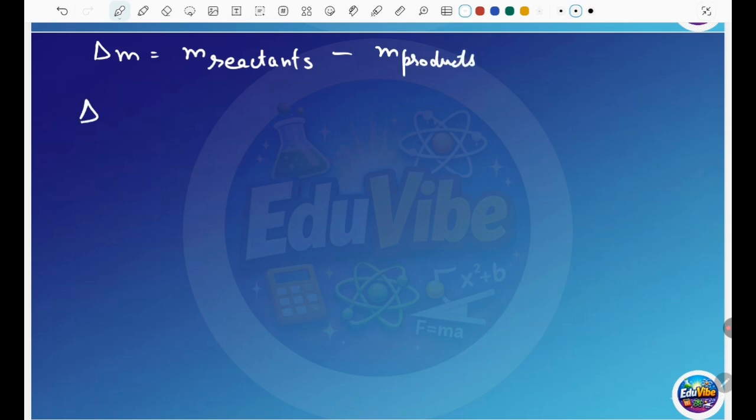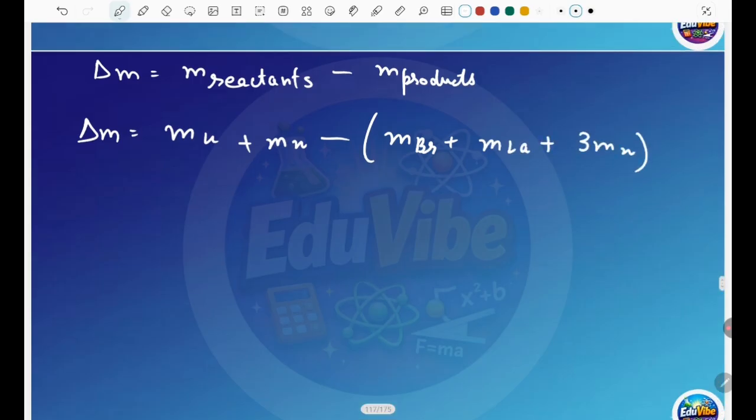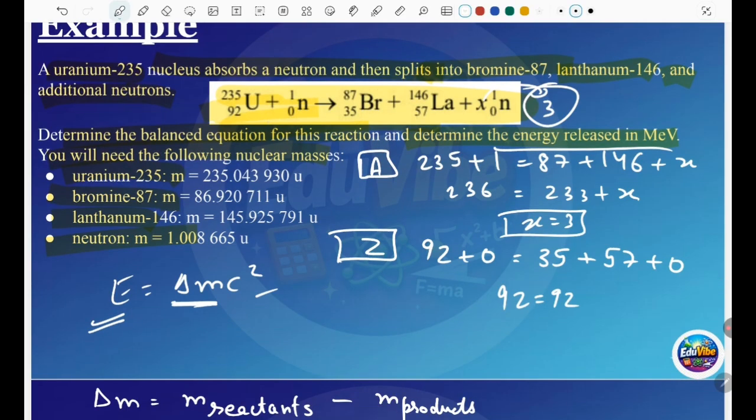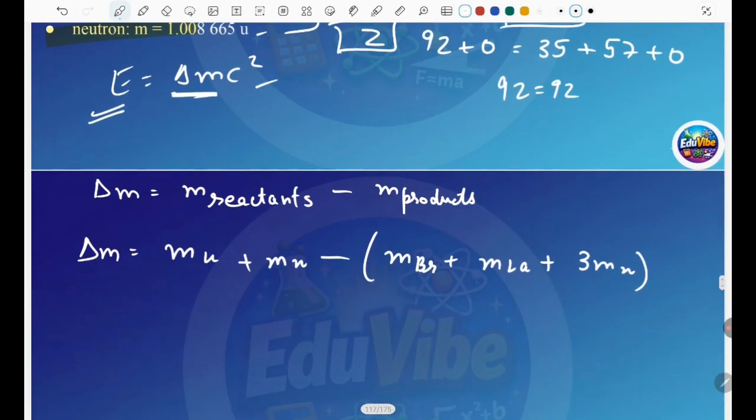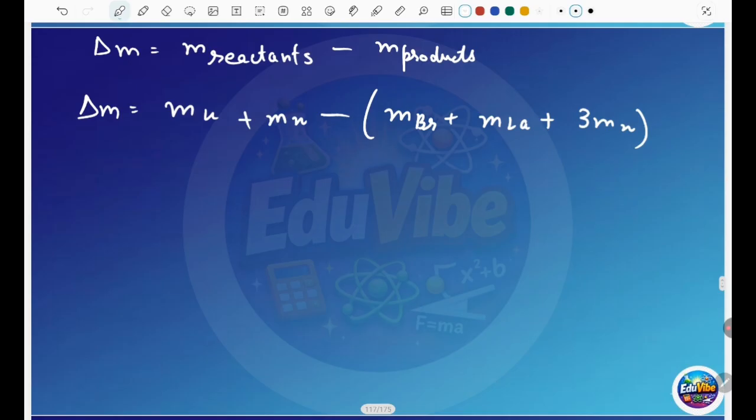So what are the reactants? We have the mass of the uranium plus the mass of the neutron, minus, in the products, the mass of the bromine plus the mass of the lanthanum plus 3 times the mass of the neutron. So we add all the reactants, including the uranium and the neutron, and then add all the products. Make sure you multiply the neutron by 3 on the product side. So these things we have, and you have to put the values in. You have all the masses and that is your answer.